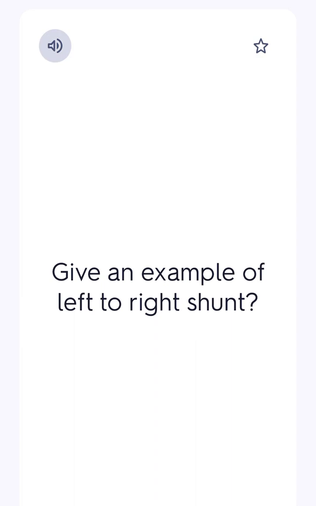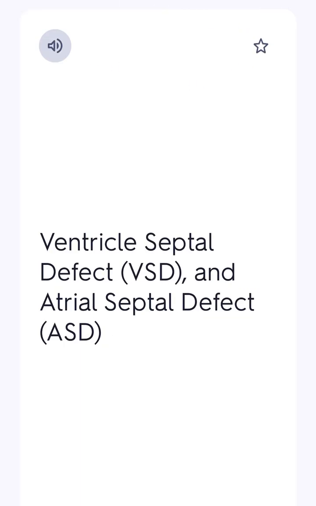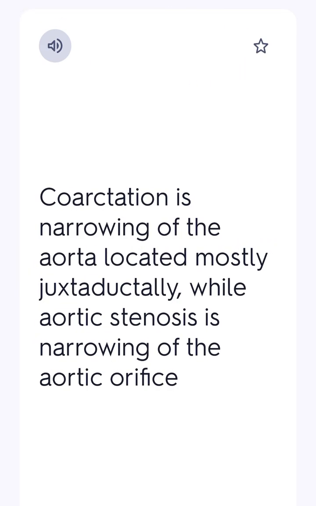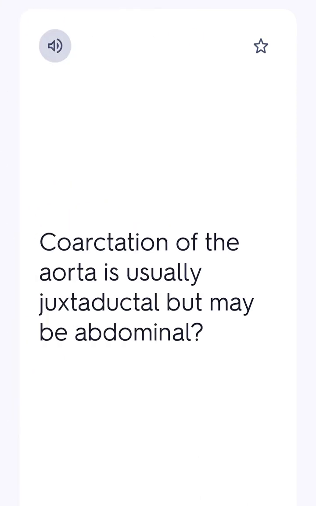Give an example of left to right shunt. Ventricular septal defect and atrial septal defect. What is the difference between aortic coarctation and aortic stenosis? Coarctation is narrowing of the aorta located mostly juxtaductally, while aortic stenosis is narrowing of the aortic orifice. Coarctation of the aorta is usually juxtaductal but may be abdominal? True.